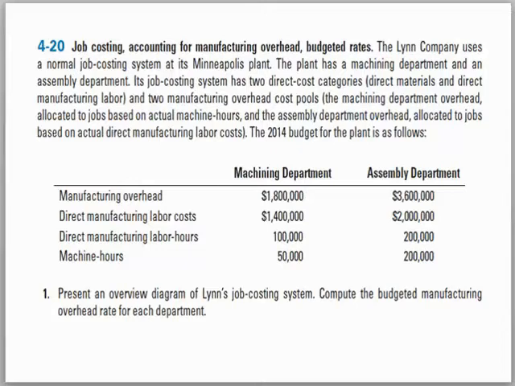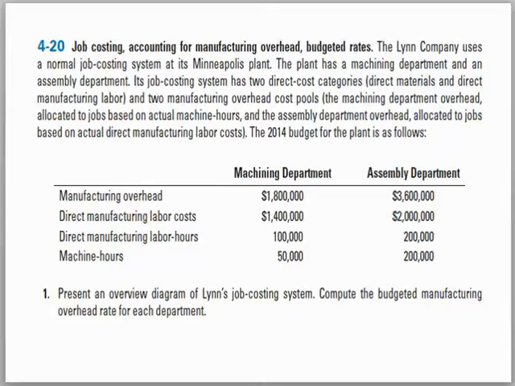The 2014 budget for the plant is as follows. Manufacturing overhead 1,800,000 for the machining department and 3,600,000 for the assembly department. Direct manufacturing labor costs 1,400,000 for the machining department and 2 million for the assembly department. Direct manufacturing labor hours 100,000 hours for the machining department and 200,000 hours for the assembly department.